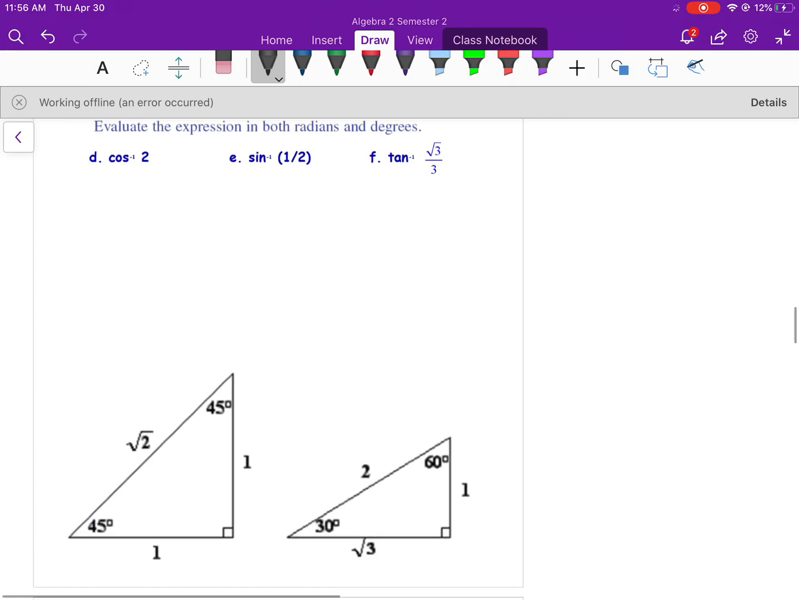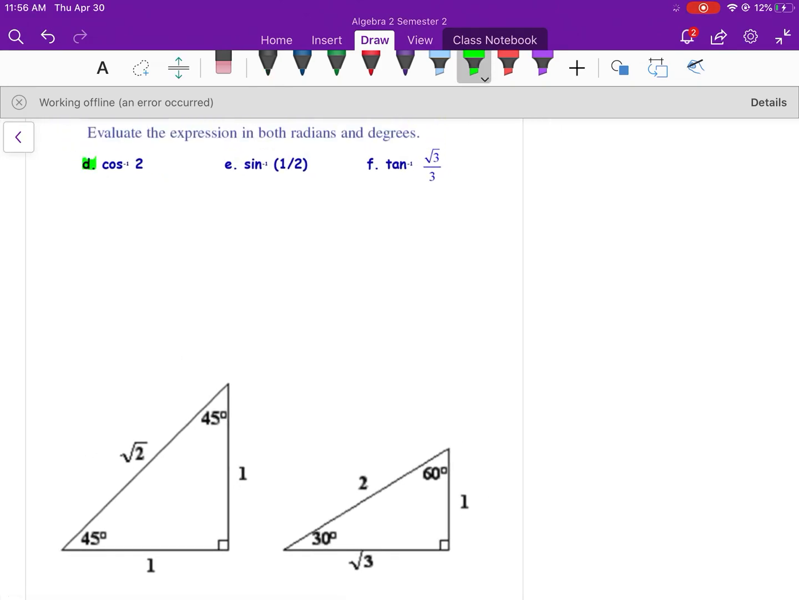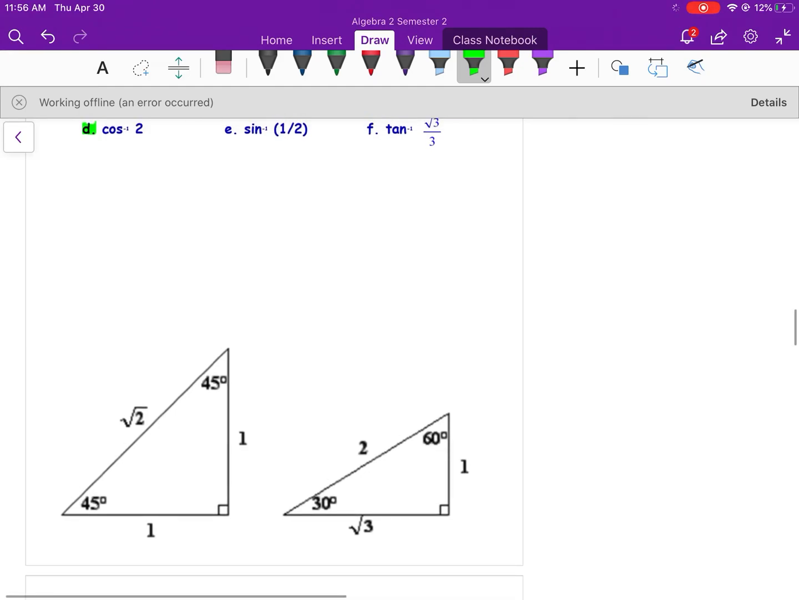Inverse cosine of 2. The only way we're going to get inverse cosine of 2 is 2 over 1. So I've got to go to that 30, 60, 90. Cosine, adjacent over hypotenuse. So adjacent over hypotenuse, 1/2, nope, that doesn't work. If I go from 30, adjacent over hypotenuse, still don't get it. It would have to be hypotenuse over adjacent. So there's no way of getting 2 when you evaluate cosine. In this case, there is no solution.